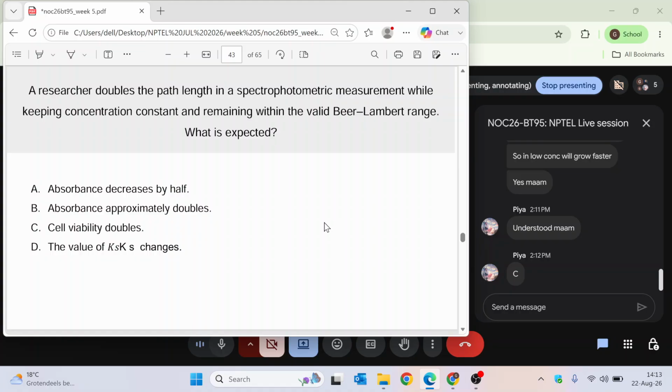Okay, a researcher doubles the path length in a spectrophotometric measurement, but he keeps the concentration constant and remaining within the Beer-Lambert range. Which of the following is expected?